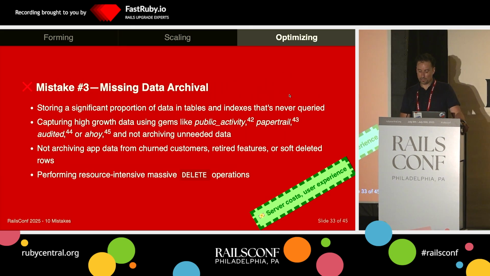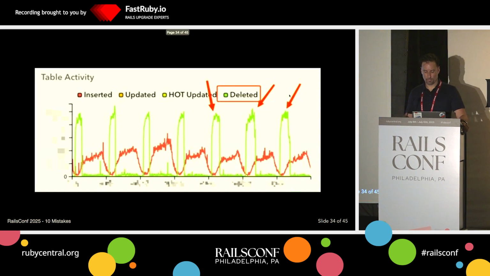Same sort of thing, this could increase your server costs unnecessarily to be able to handle high load, possibly even from a delete operation, and worsen user experience from increased latency due to just having more data that's not needed for querying purposes. So here's an example of a pattern. This is from pganalyze, where the reds are inserts, and then the big spikes of greens are delete operations that run probably from a cron job.